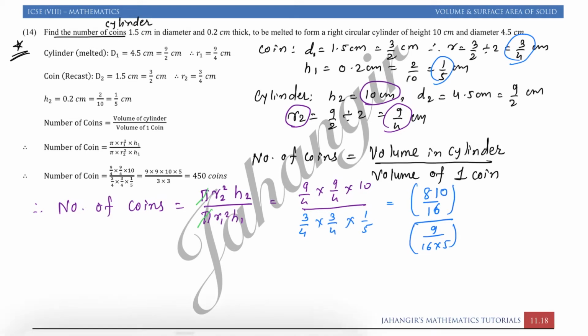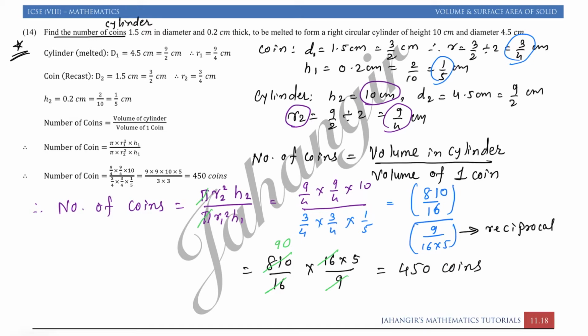So if you want to write, you can just write it like this, 810 upon 16 divided by 9 upon 16 into 5. Make this reciprocal, because it's a division. You had learned that to change division into multiplication, we take the reciprocal of the fraction. So that 16 will get cancelled. 9 ones are 9, 90s are 90 into 5, that is 450 coins.